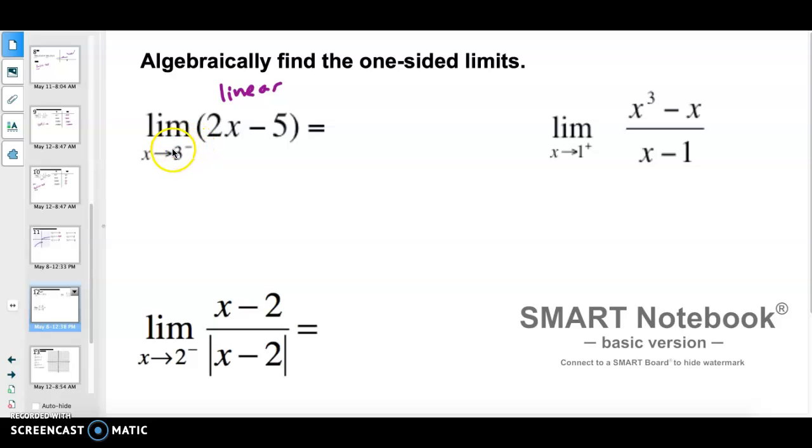So what we have to do is we can just plug 3 in for x. So you can just do 2 times 3 minus 5. So 6 minus 5 is 1. So that limit is 1.